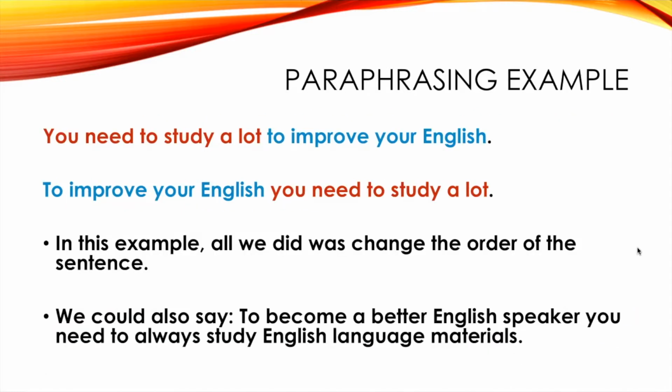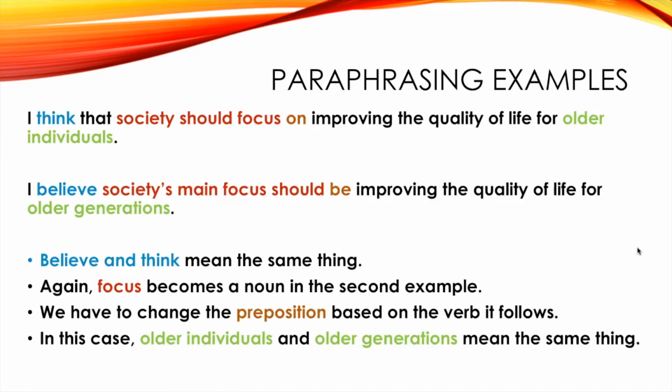Here's an easier example. You need to study a lot to improve your English, or to improve your English, you need to study a lot. In this example, all we did was change the order of the sentence. So this is also paraphrasing, changing the structure of the sentence. Or we could also change some of the words: to become a better English speaker, you need to always study English language materials. This also means the same thing, but we changed the words and the structure.